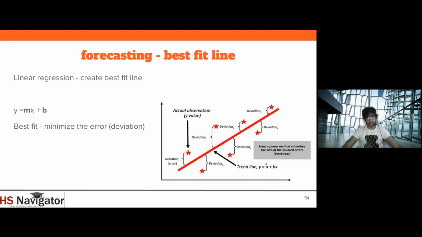Once again, forecasting line of best fit. Linear regression creates a line of best fit, and y equals mx plus b represents the equation for the line. Best fit tries to minimize the error or deviation from all the scatter points. As you can see, the line of best fit doesn't actually have to go through all the data points. It's just a line where the distance between each data point and the corresponding point on the line is overall the least.